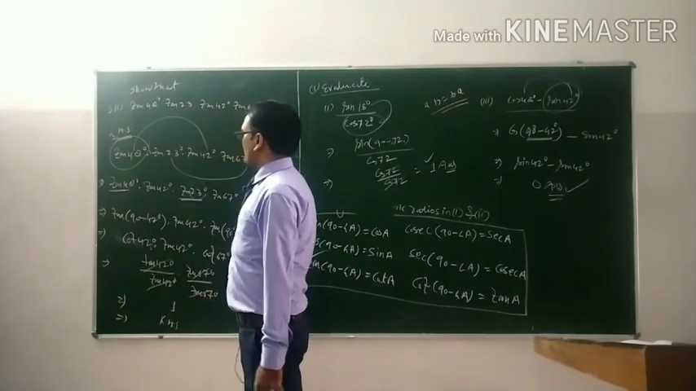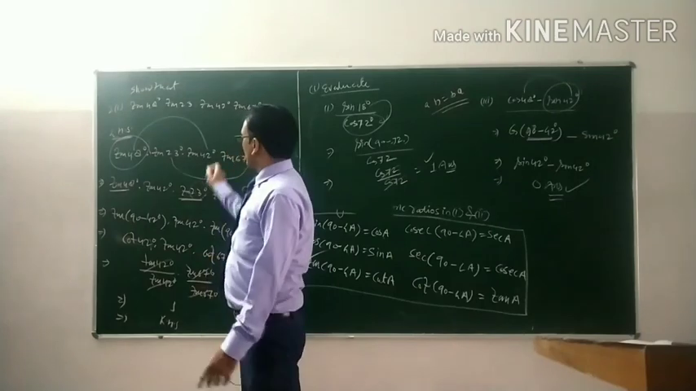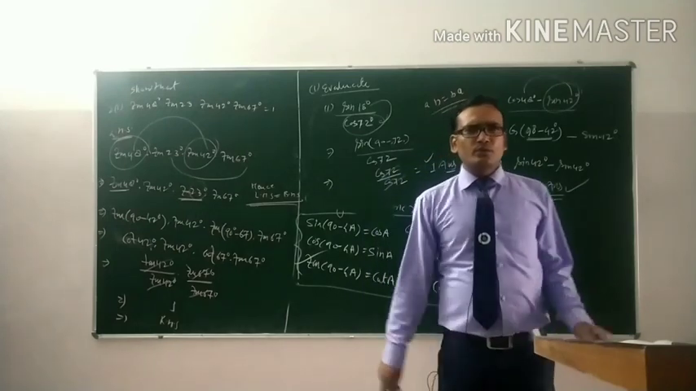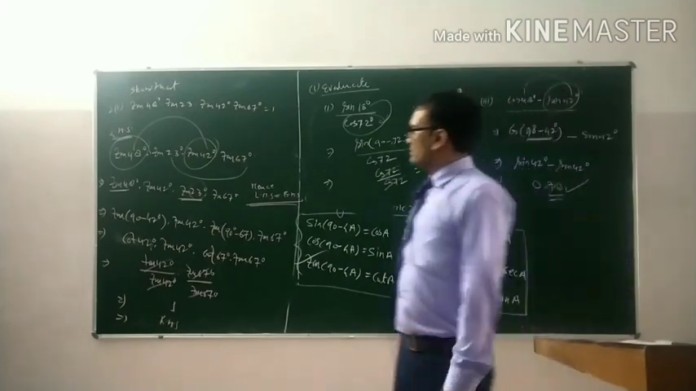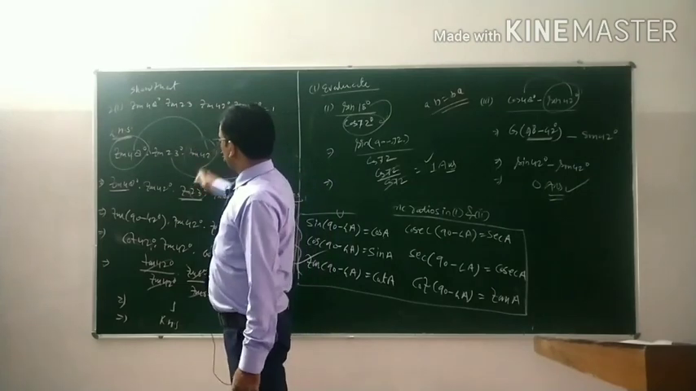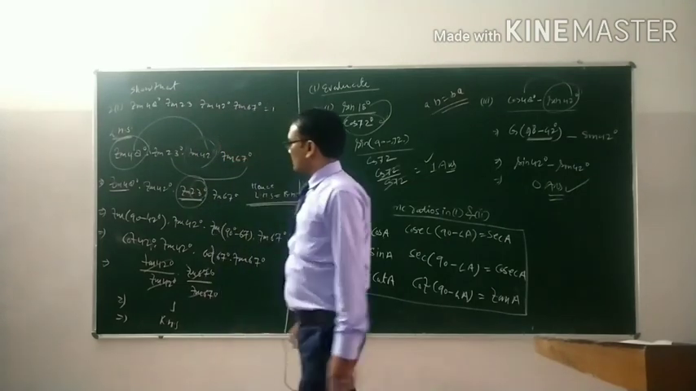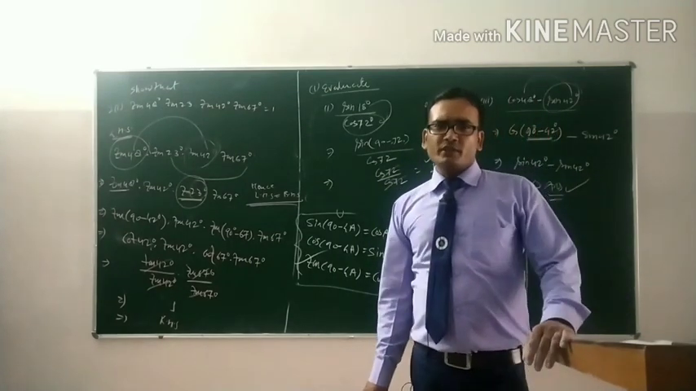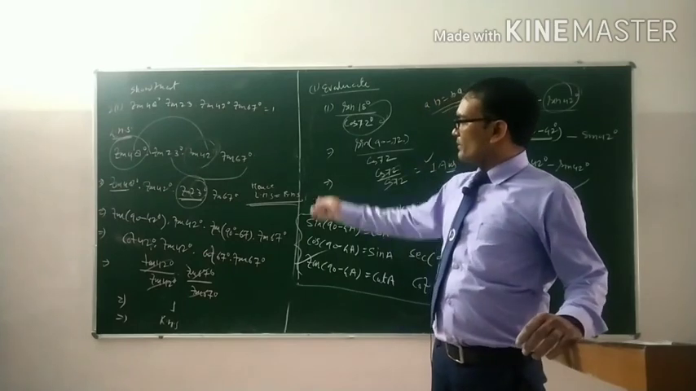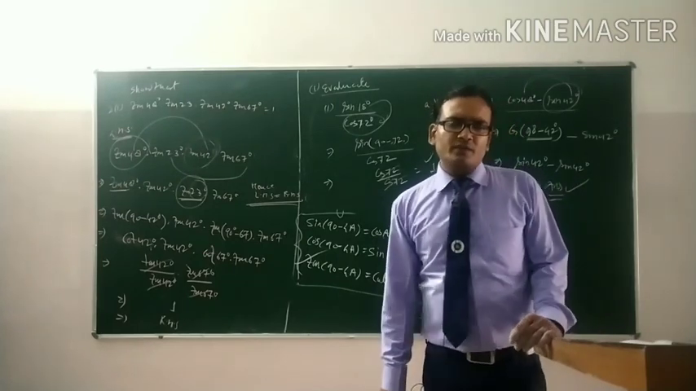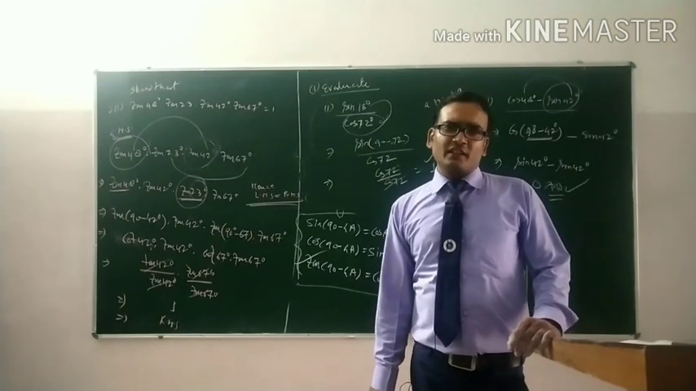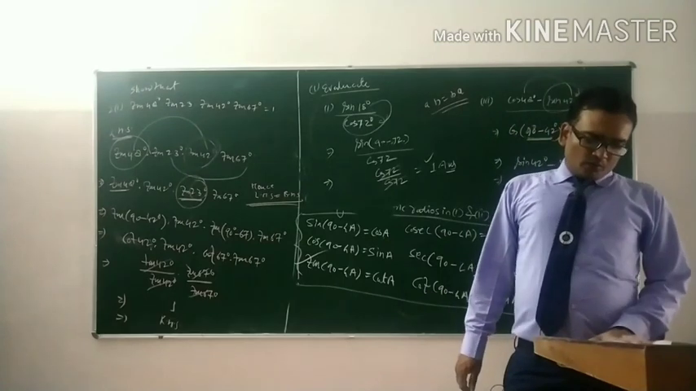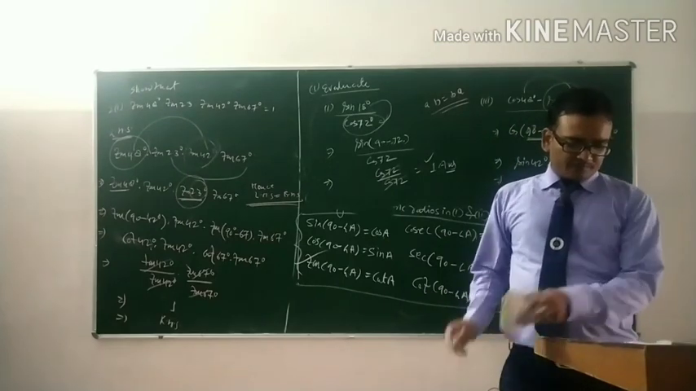Okay students, here we only convert tan 48 into cot 42, and we convert tan 23 into cot 67. Then we find the value is equal to 1, which is the right hand side. Hence left hand side equals right hand side, hence proved. Now we take the second part of this question.